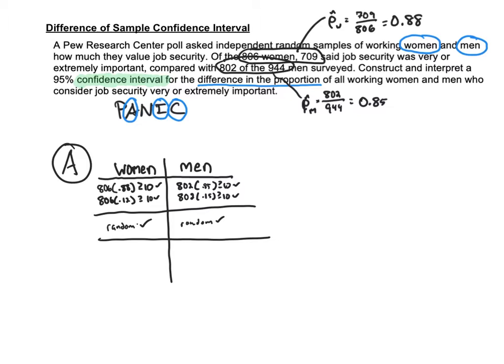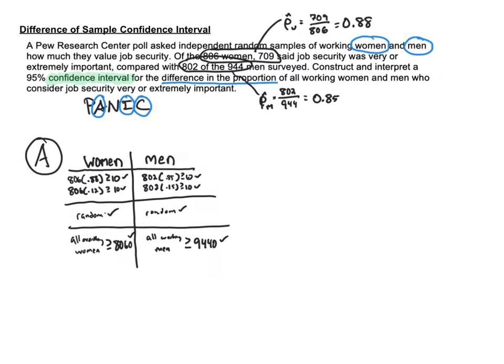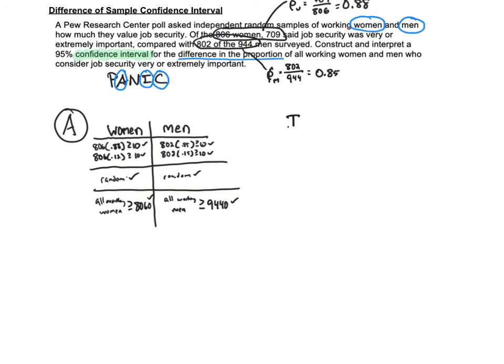And then we would say, all working women. Do we believe that there's more than 8,060 working women? I think that's safe to assume. All working men. Do we believe that there's more than 9,440 working men? I would think so. Assumptions check out, people, and they have to be explicitly written out, so do it. Okay, there's the A. On to the I.